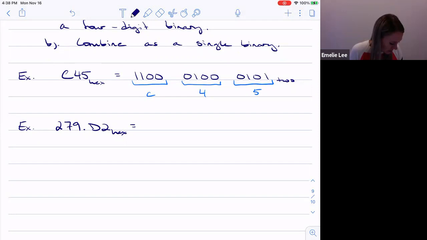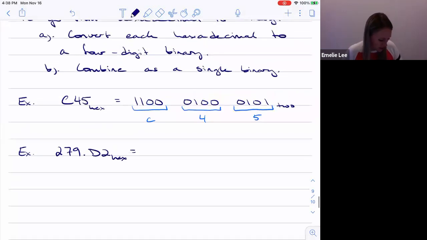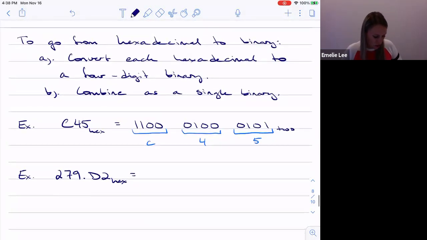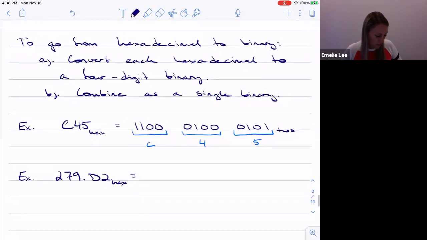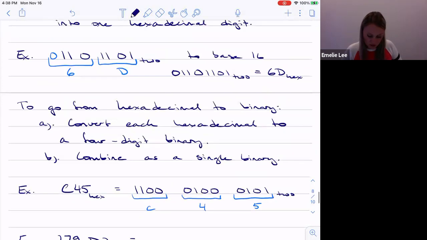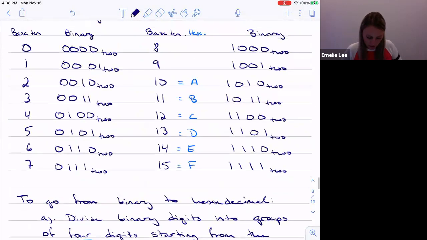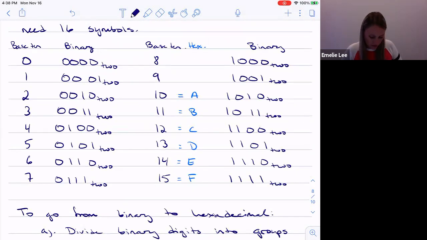How come this one has 4 numbers? Maybe I won't just give them to you. 0, 0, 1, 0 is 2.